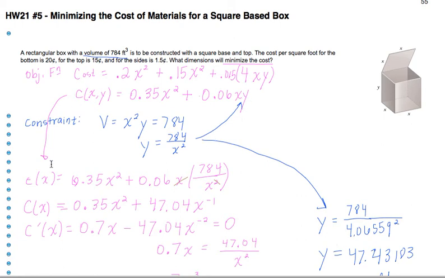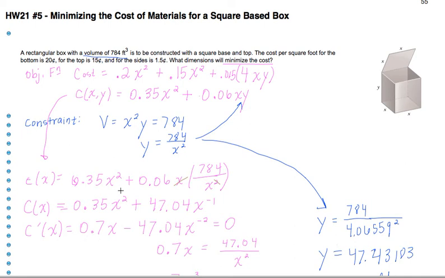So my cost function becomes 0.35x squared, that's the same, plus 0.06x times, plugging in for y, 784 over x squared. One x cancels from the top and the bottom, and then 0.06 times 784 is 47.04. And then I wrote the remaining x in the denominator as x to the minus 1. Then we can go ahead and differentiate, because we're trying to find where cost is at a minimum.